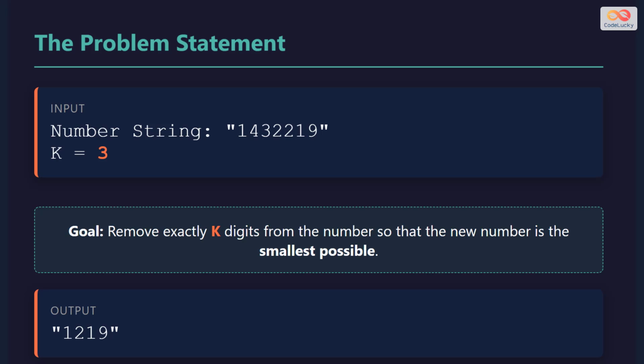Here is the problem. You are given a non-negative integer represented as a string, and a number k. Your goal is to remove exactly k digits from the number so that the new number is the smallest possible. For example, if we have 1432219 and k is 3, the answer is 1219.